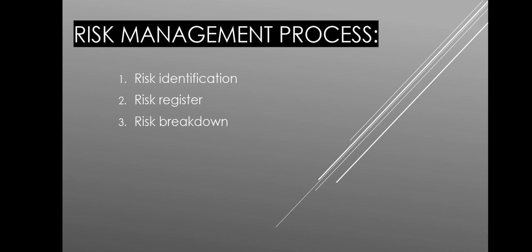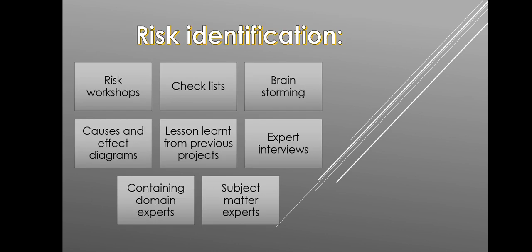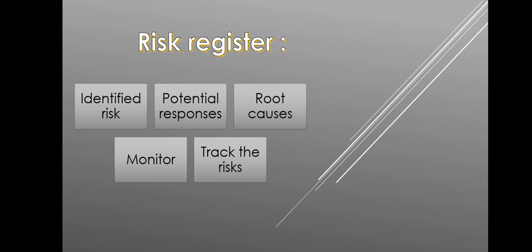Risk management process. The steps involved in risk management process are risk identification, risk register, risk breakdown. Risk identification can be done through risk workshop, checklist, brainstorming, cause and effect diagram, lessons learned from previous projects, expert interviews containing domain experts, subject matter experts. Risk register can be done through identify the risk, potential responses, root causes, monitor, track the risk.